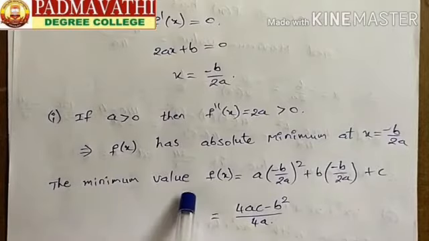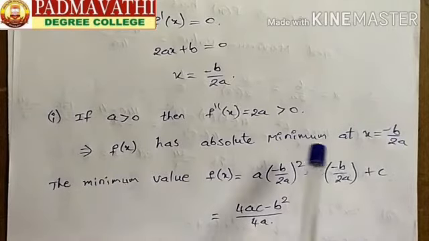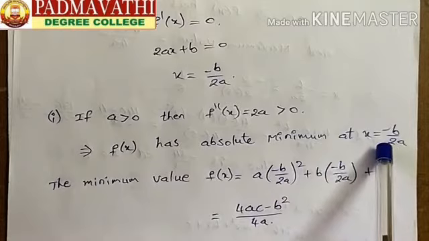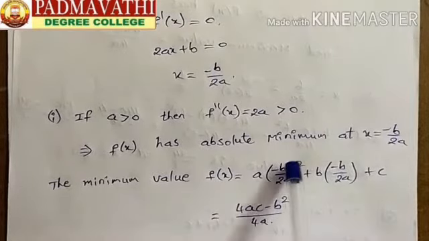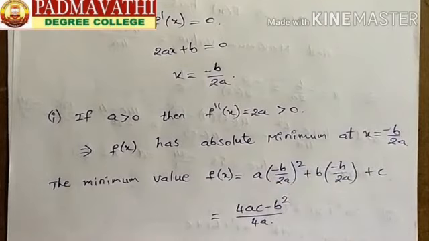The minimum value of f of x we can find by substituting this x value, minus b by 2a, in the given expression f of x, which is ax square plus bx plus c. Substituting the x value, we get a into minus b by 2a whole square plus b into minus b by 2a plus c. If we do the LCM and simplification, we get the value 4ac minus b square by 4a. Similarly, what we got in the previous theorem, the same value we got here also by using the calculus method.